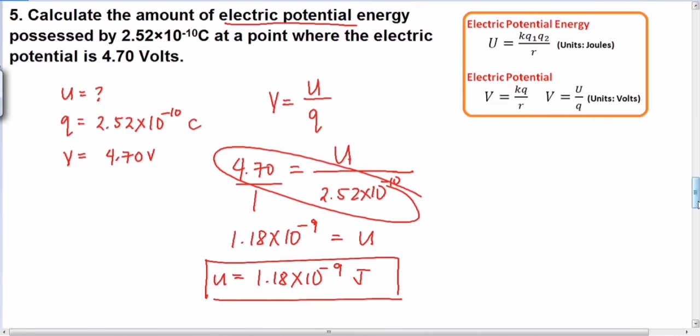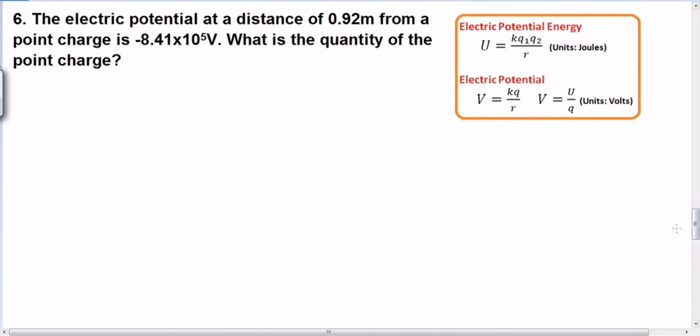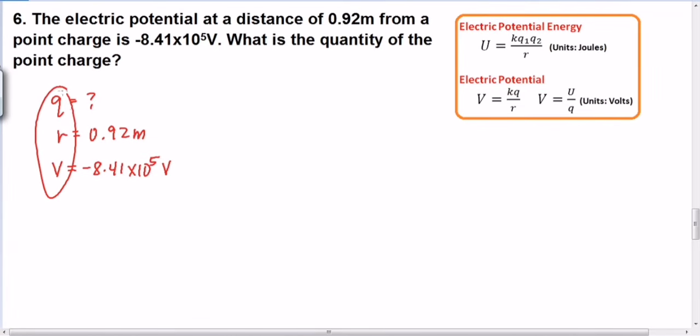Okay? Sige, let's have number 6. The electric potential at a distance of 0.92 meters from a point charge is negative 8.41 times 10 raised to 5 volts. What is the quantity of the point charge? So, ang hinahanap dito guys, quantity of the point charge, so letter Q yun. Nagbigay siya ng meters, so that is R, which is 0.92 meters. And then nagbigay siya ng volts, that is letter V, electric potential, negative 8.41 times 10 raised to 5 volts. Okay, so Q, R, and V.